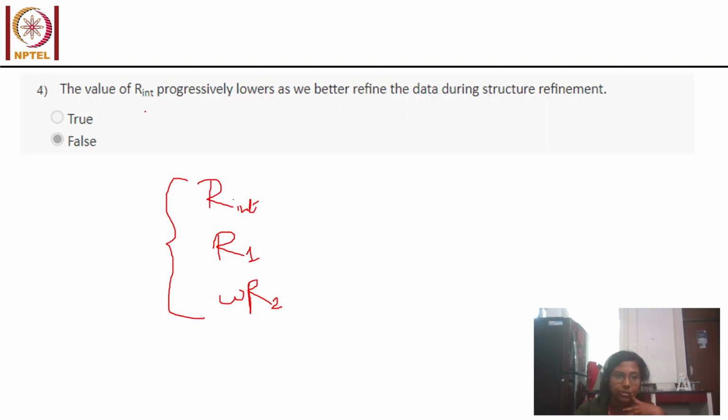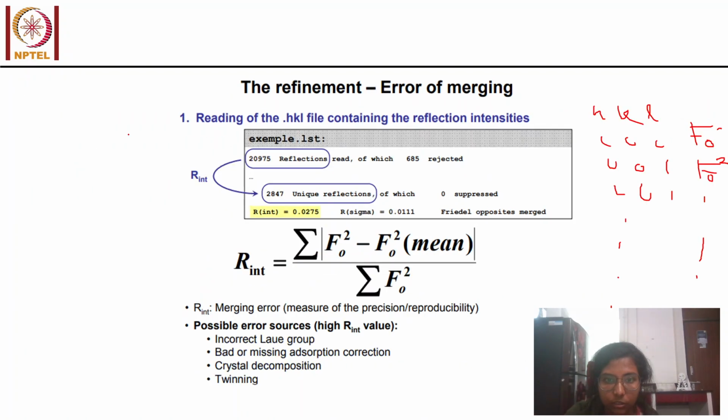So this is actually the value of R1, which progressively lowers as we better refine the data during structure refinement. Because R1 actually represents the residual electron density, or the difference between the observed and the calculated model. So the lesser the difference, the better we are solving the data. Hence R1 will decrease as we better and better define the data, but R int is not affected by that. Hence this answer will be false here. So we will then move to the next question.